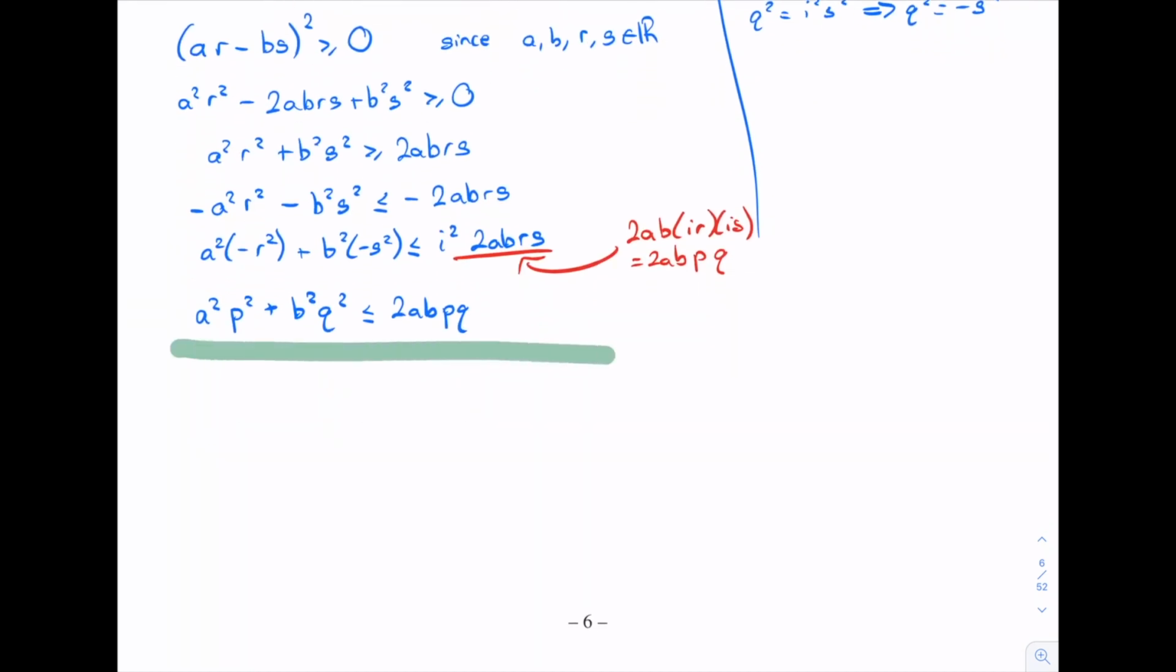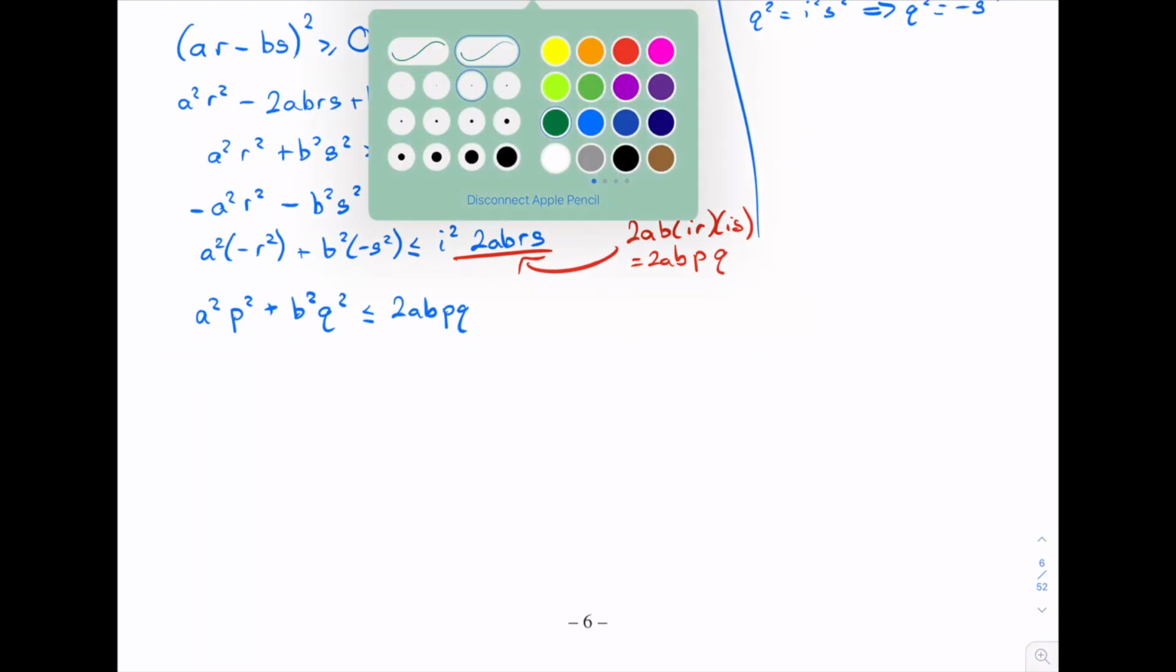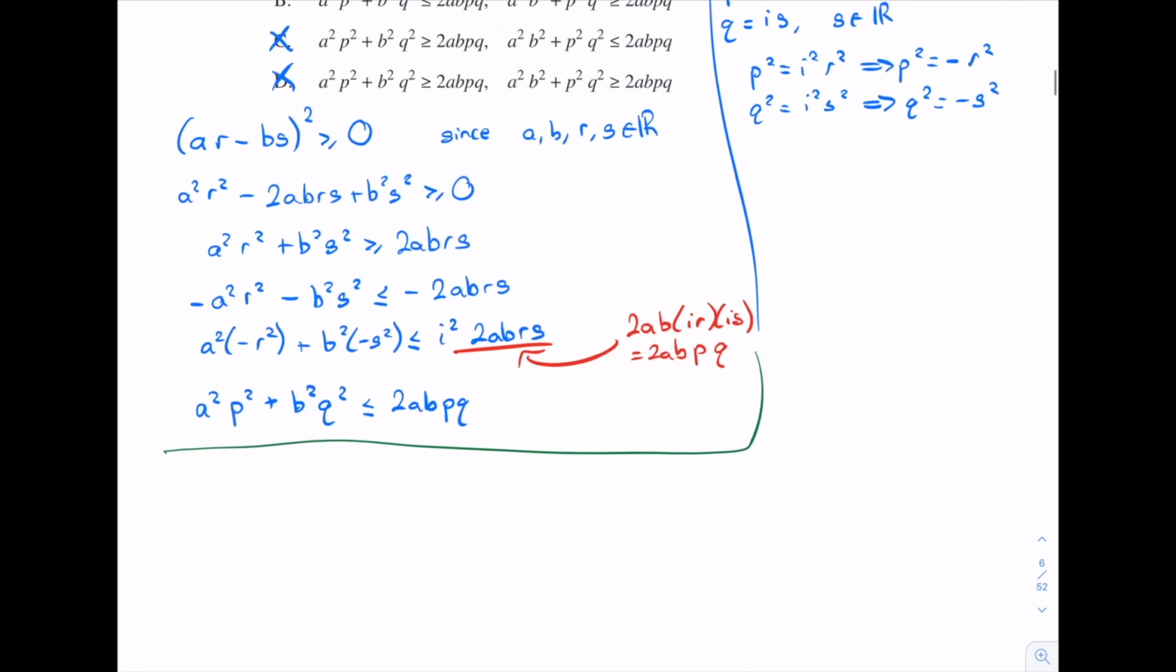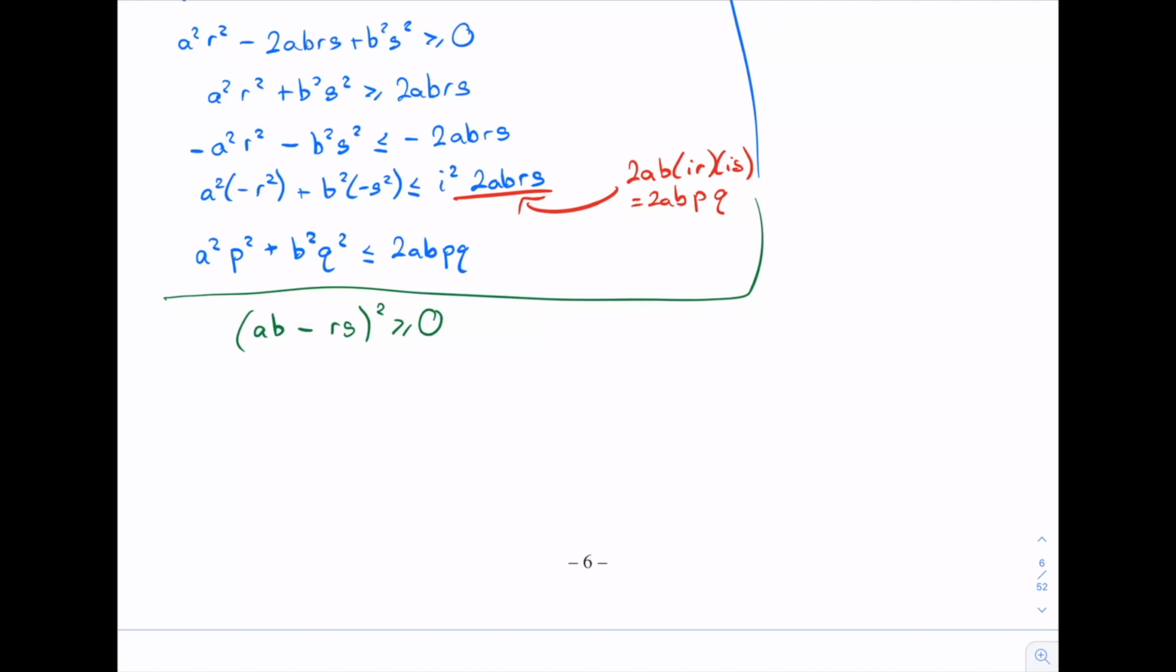I'm going to do this in a different color, just so I don't get it confused with the previous working out. So I want to have a look at ab minus rs squared. Again, we can say that this is greater than or equal to 0 because they're all real numbers. And let's expand. We have a squared b squared minus 2abrs plus r squared s squared is greater than or equal to 0, and we move that over. We get a squared b squared plus r squared s squared is greater than or equal to 2abrs.